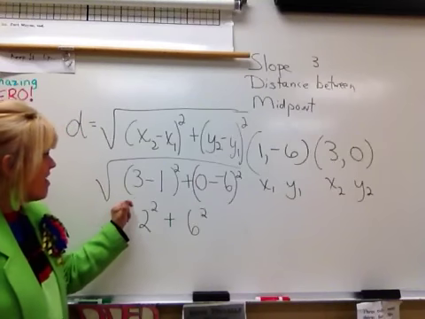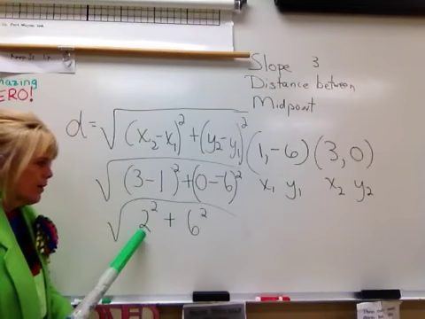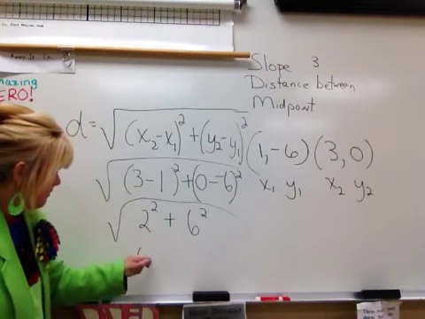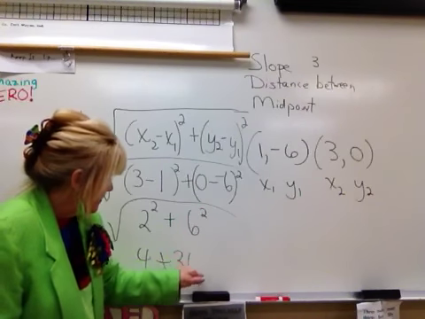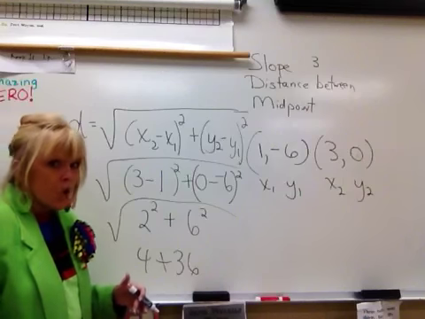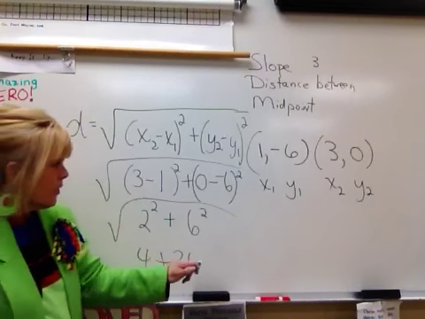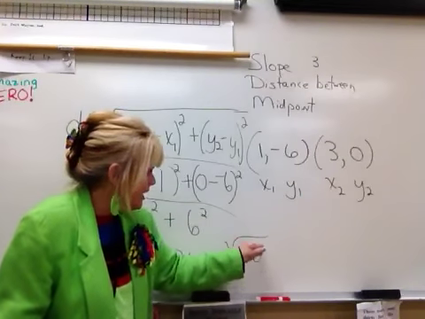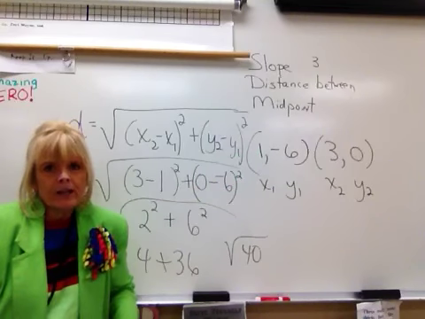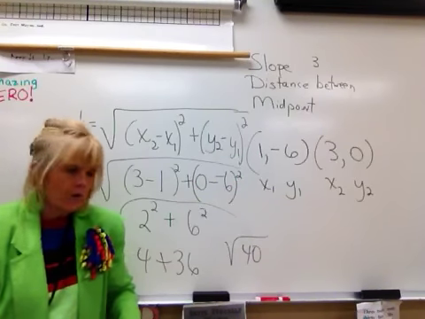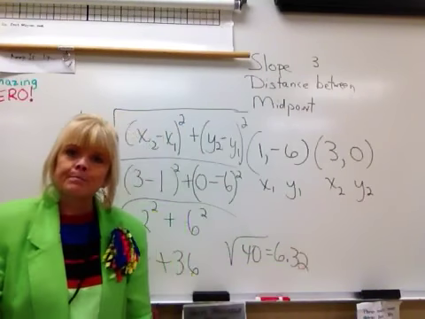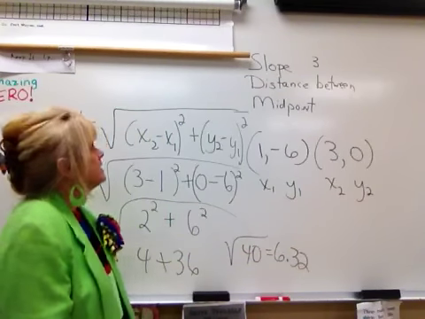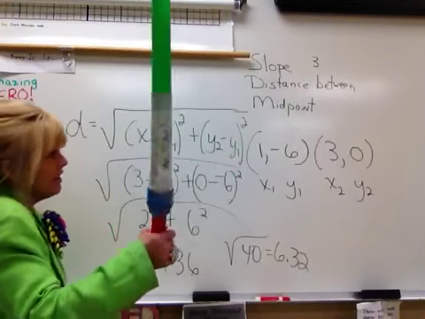It's still there. Now what's 2 squared? 4. Plus, what's 6 squared? 36. Add them together, 40. And you still got the square root sign, so it's the square root of 40. You punch in the square root of 40, and you get 6.32. There is your distance between. Easy. Piece of cake, upside down. So, just let the formula guide you.